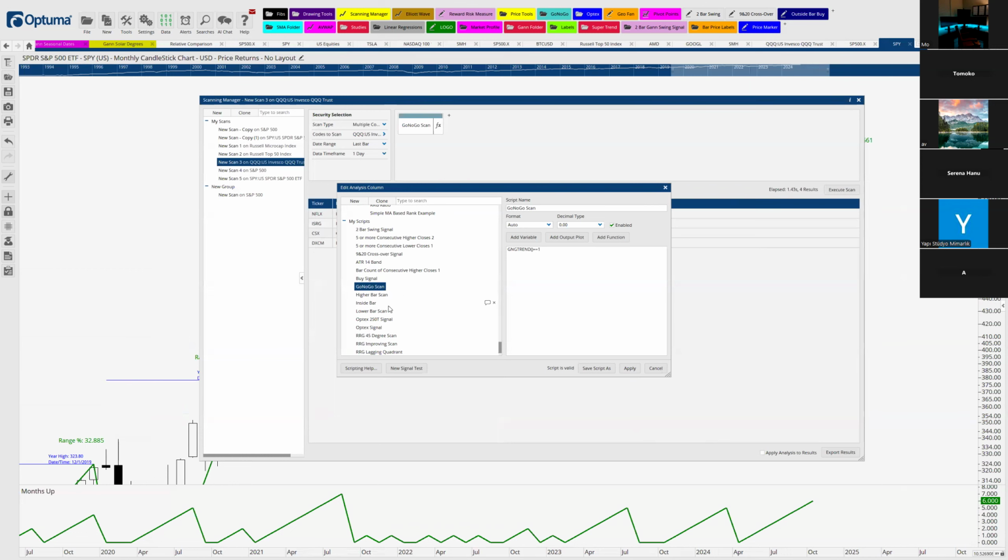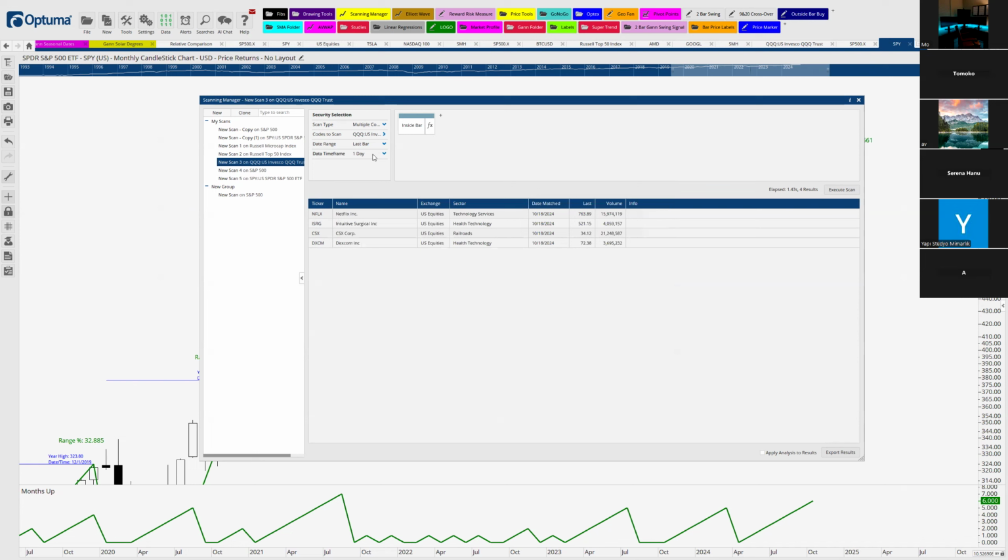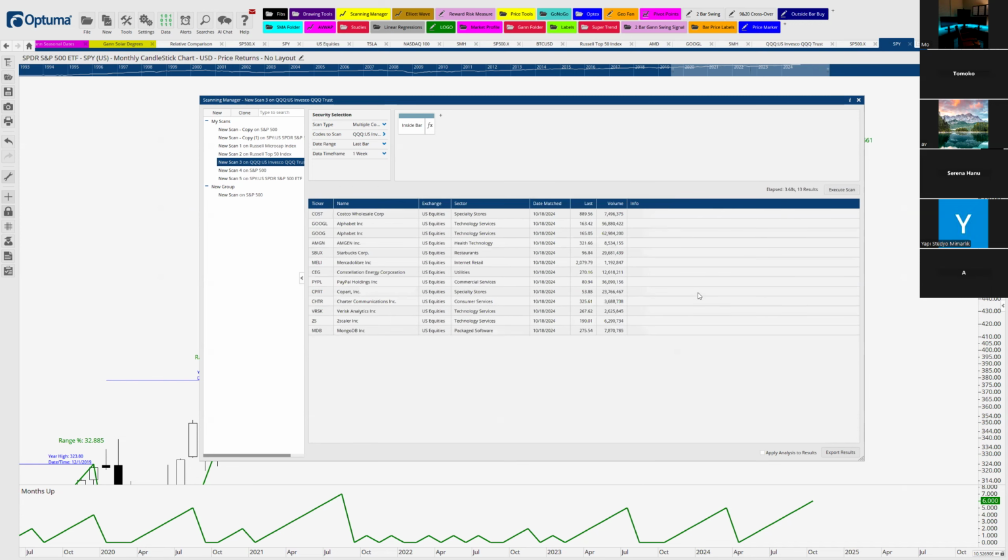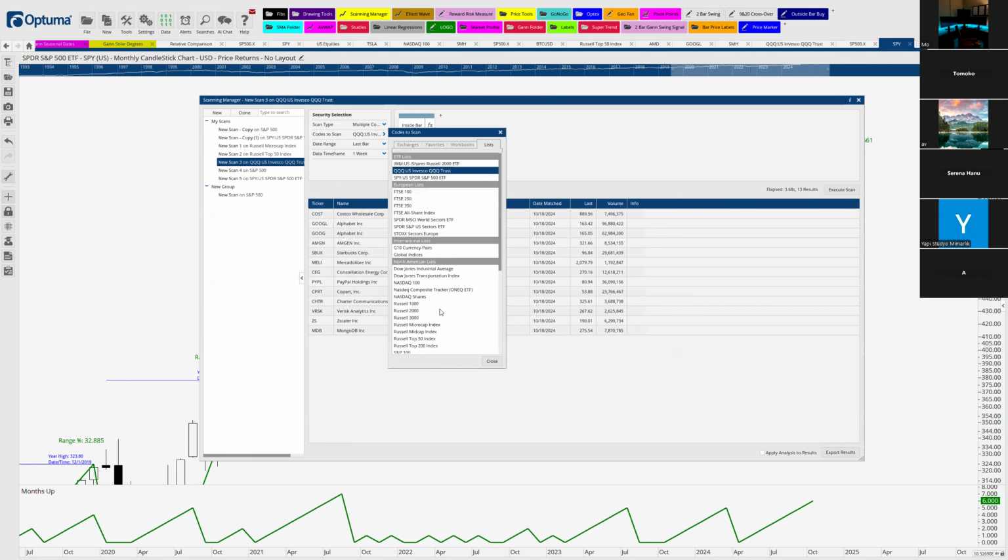A lot of these signals that I built over the years. We can do 45-degree scan. So sell signal, we can just do inside bar. See how many stocks were closed with an inside bar. Oh, 13 stocks. Oh, this is Qs that I'm doing. Never mind.